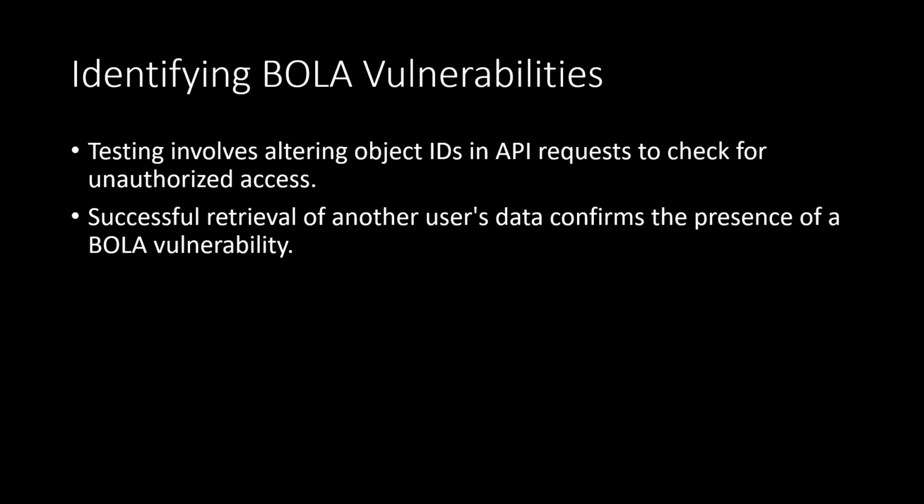Identifying BOLA vulnerabilities requires testing by altering object IDs in API requests. If modifying an ID allows access to another user's data, it confirms the presence of a BOLA vulnerability. This can be tested by substituting different object IDs in various request types and verifying if unauthorized data is retrieved.